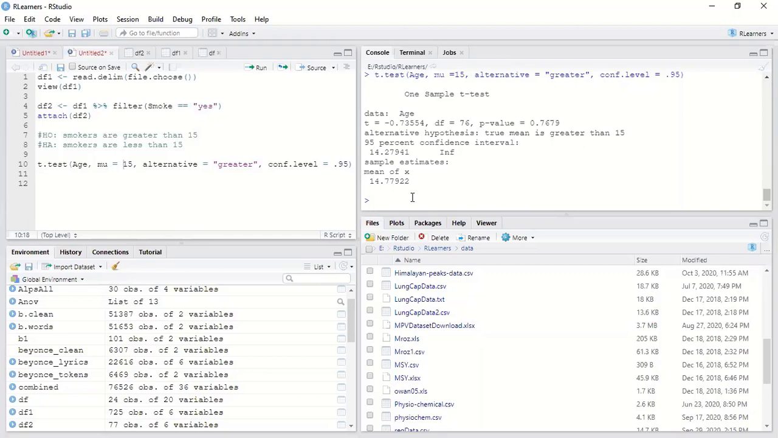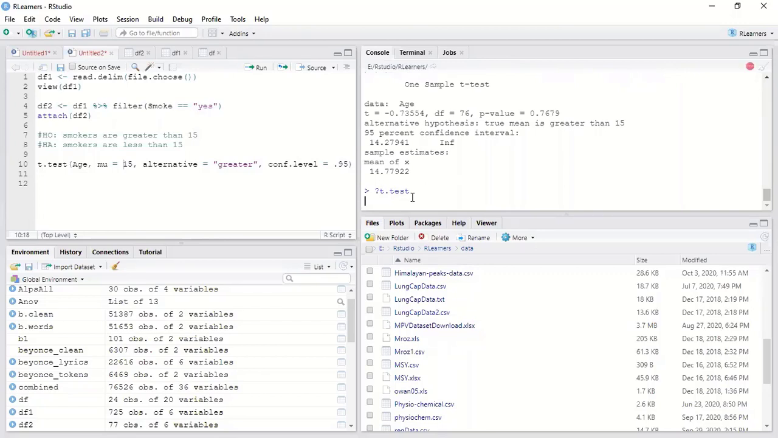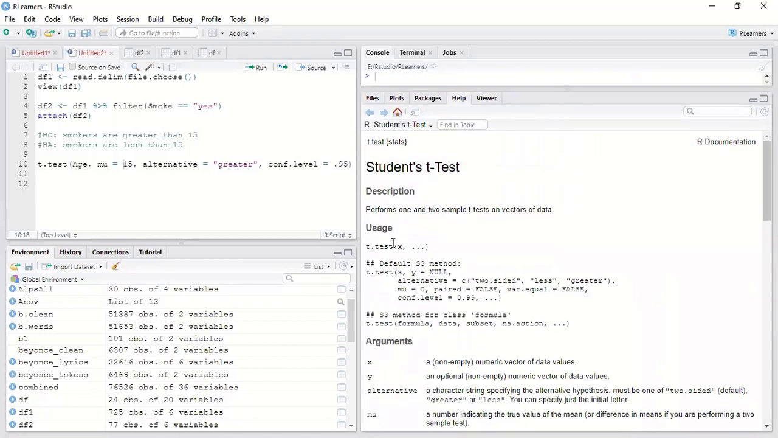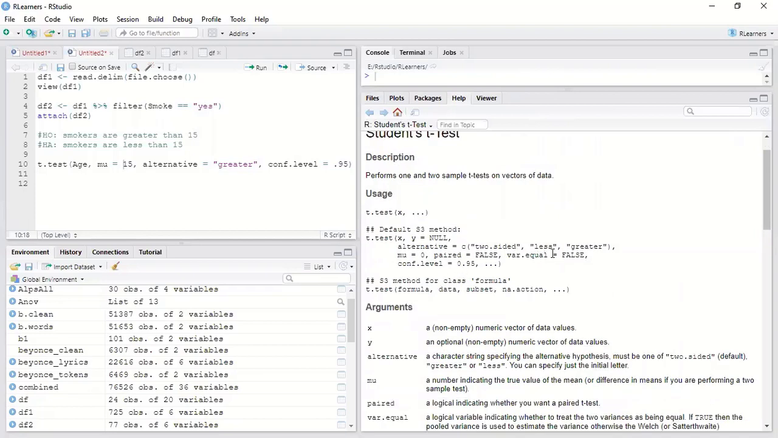for what to do in RStudio. You just put a question mark before the function, so question mark t.test. Then you enter that, and it gives you a summary of what you're supposed to do. So it's a Student's t-test: x, y, null, alternative, two-sided, less or greater, mu equals 0, paired equals false. These things are for a two-sample t-test.